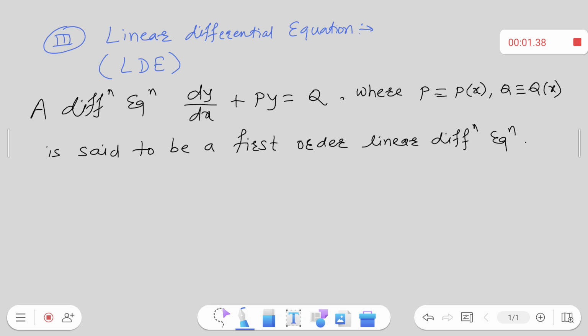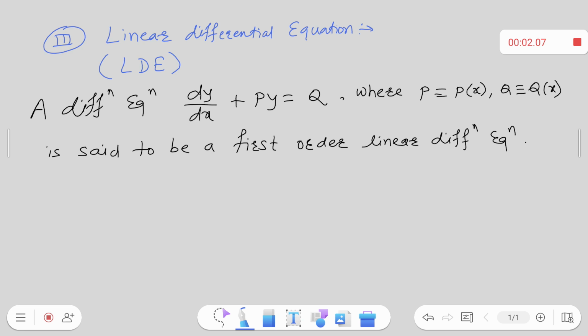Why do we say it is a linear differential equation? Similar to the linear equation. We know linear equation, quadratic equation, cubic equation, or nth order equation. Why do we say it is linear? Since it has degree terms, we have only two terms, and both the terms have the same degree. That is, the first term has degree 1, the second term also has degree 1.